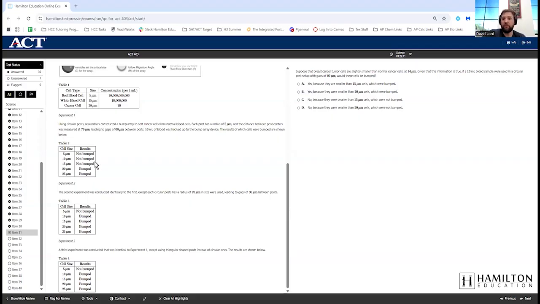Well, at 15, it was not bumped. So 14, since it's under 15, will also not be bumped. So the answer is no. No, because they're smaller than 15, which were not bumped, or no, because they're smaller than 20, which were not bumped. Well, the 20 is not true, and C is definitely true. And that's why C is the answer.